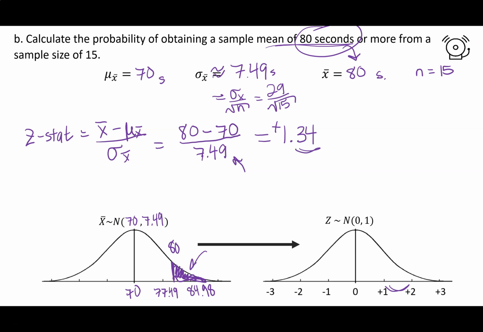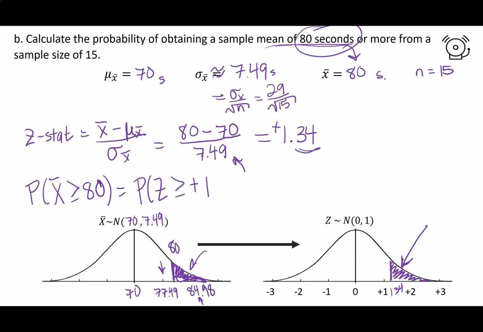So once again, I only rounded it 2 places past the decimal for a z statistic. In particular, if you're going to use a z table, it usually only makes sense to go to 2 places. So I said it was between 1 and 2 because I knew it was higher than 77.49 but lower than 84.98. So 1.34 standard deviations above the average here. So I can use a z table to find this area, and it's the same as that. So probability x bar is greater than or equal to 80 is the same as probability that z is greater than or equal to positive 1.34.